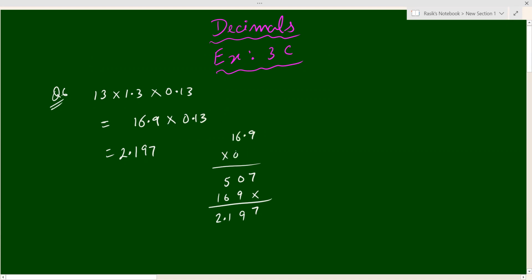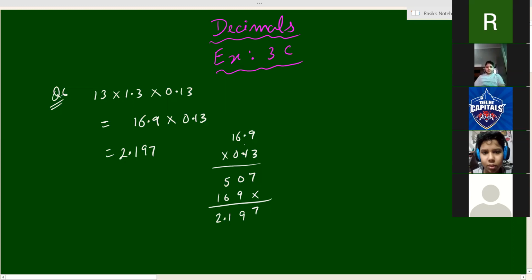Okay. 16.9 multiplied by 0.13. So the answer is 2.197. Understood? The decimals will be ahead or behind, but the whole method of multiplication will be the same, only the decimal places will change. But the answer will ultimately be 2.197. Understood or not? Yes, sir.